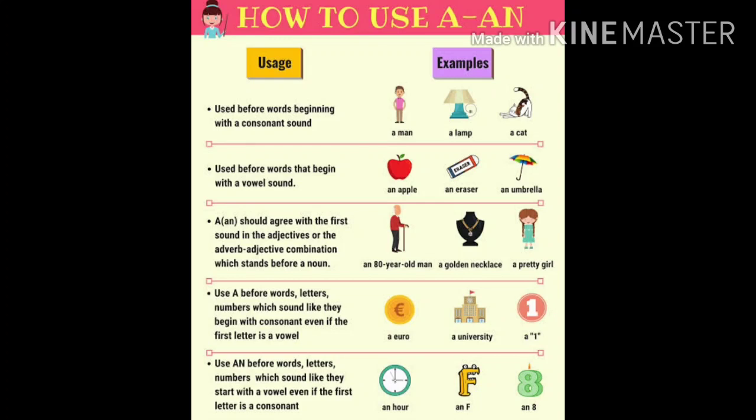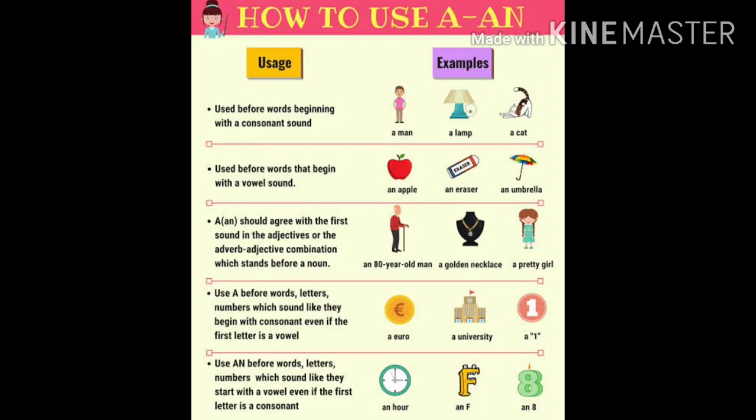Second rule: used before a word that begins with a vowel sound. There are five vowels which we learned: A, E, I, O, U. See these three pictures: apple, eraser, umbrella. These three words start with A, E, U. These three are vowels, and that's why we use an, this article, before the vowel.